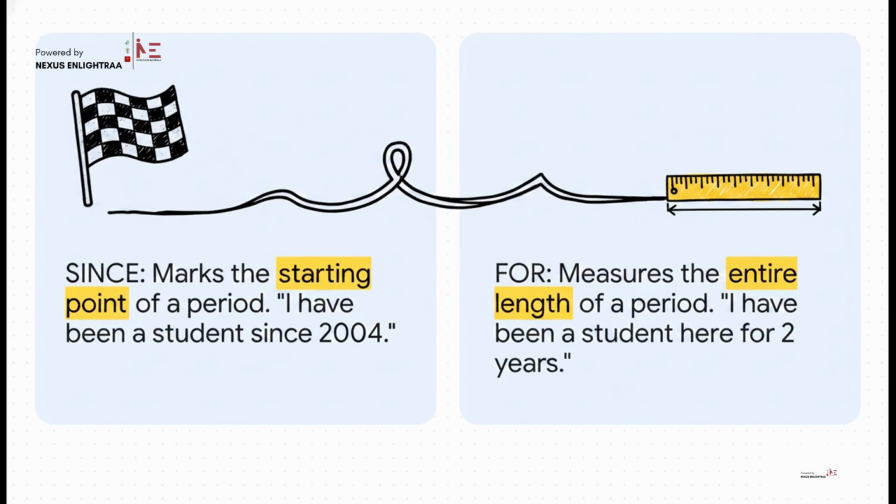Okay, pay attention, because this is a big one that trips a lot of people up. Since versus for. This slide makes the difference so clear. Since points to the starting line of something that's still going. I've been a student since 2004. But for measures the total distance you've run. I've been a student for 2 years. One's the start, the other is the total duration.